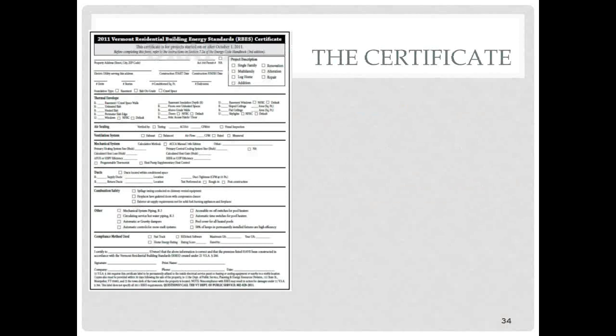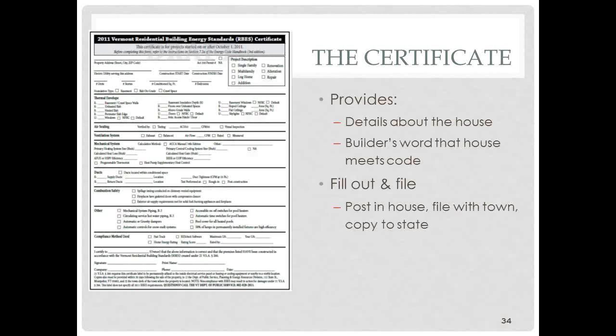This is what the certificate looks like, and regardless of your method of compliance, everybody needs to fill out the certificate. It includes a few details about the house, R values, size, location, that sort of thing, and a section on the bottom where the builder basically signs, assuring and promising that the house has been built to code. You fill that out at completion.